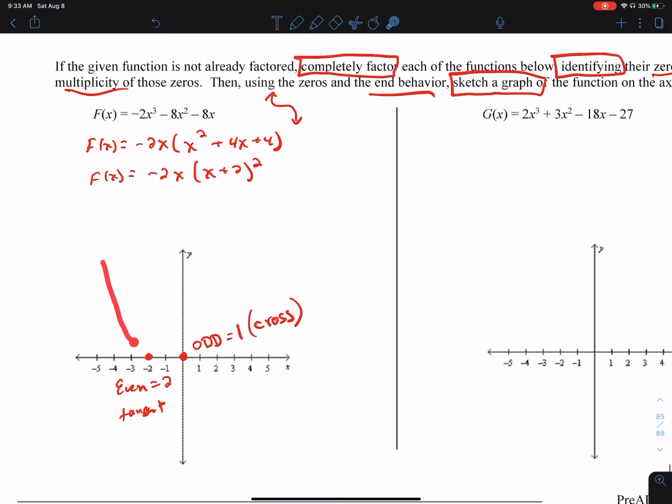Now, when it comes up, how far up does it go? We don't know. Maybe it's a lot. Maybe it's a little. That's why I'm saying that our graph's going to be kind of accurate. So it comes down, comes back up, comes back down, and doesn't change concavity at that 0. So your graph looks something like this.